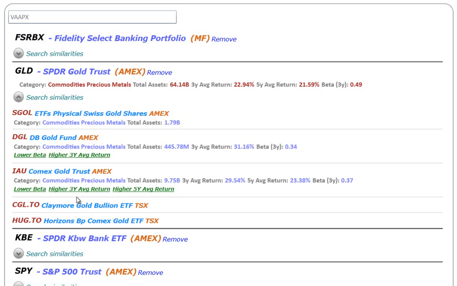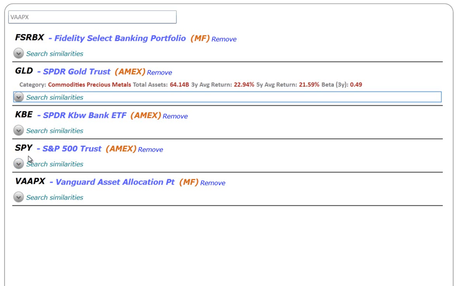What's really important here is that for several of the results you can see the benefits of the result in comparison to the financial instrument that was added to the portfolio. For example, IAU, which is also a gold fund, is less risky because its beta is lower, and also its returns are higher in comparison with GLD. This way the user can ask himself, why should I stick with GLD if I can invest in similarly behaving other financial instrument, which is better? Why won't I diversify my portfolio?